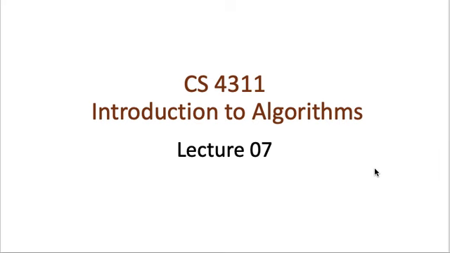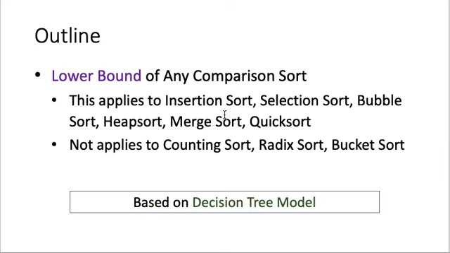Welcome to lecture 7. In this lecture, we will give a lower bound of any comparison sort. The meaning of a lower bound here is that for any comparison sort, we will show that it needs to take a certain running time at the minimum. Such a lower bound applies to insertion sort, selection sort, bubble sort, heap sort, merge sort, and quicksort that we have studied. But it doesn't apply to counting sort, radix sort, and bucket sort. The technique here will be based on something called the decision tree model.